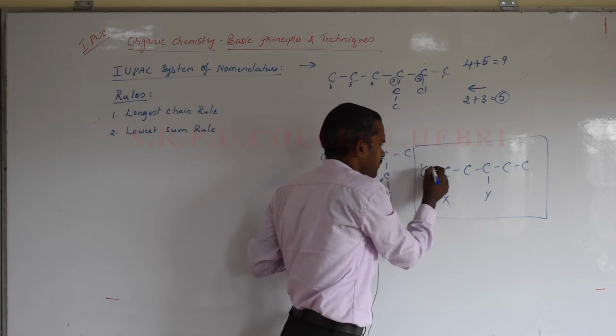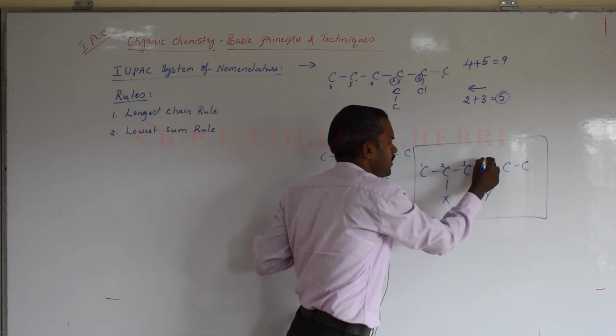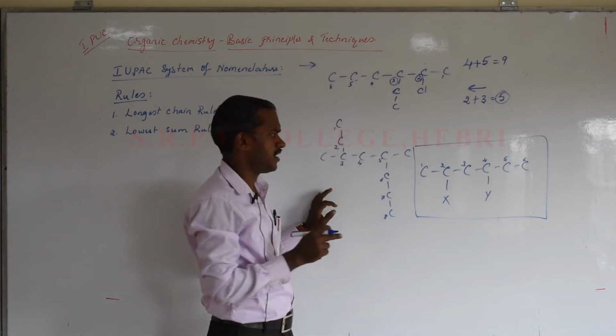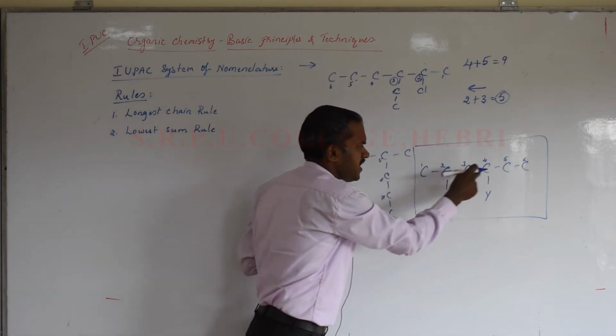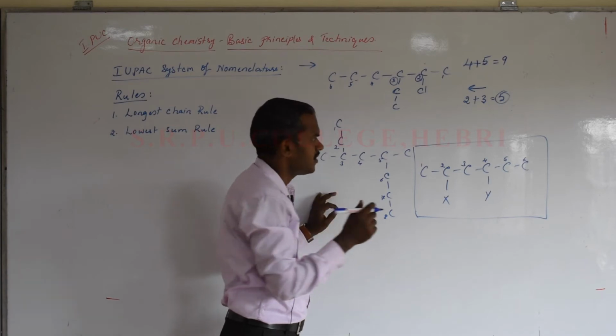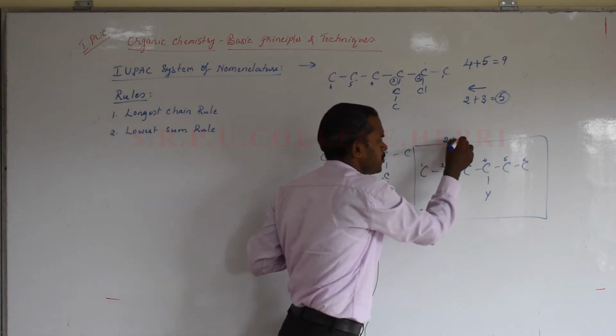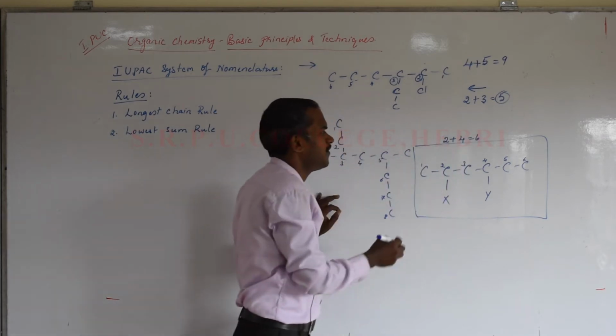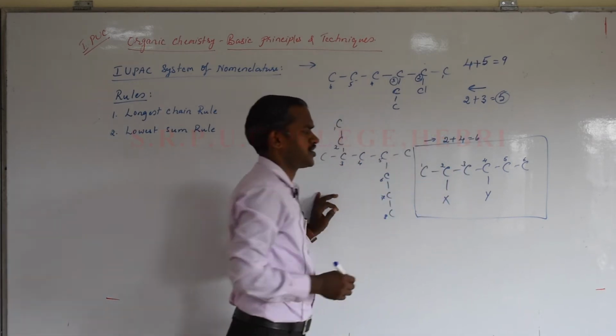This is the first carbon atom, second, third, fourth, fifth and sixth when you number it from left to right. So what are the positions? Second and fourth. Clear? Second and fourth positions have the substituents. So 2 plus 4 is 6 when you number it from left to right.